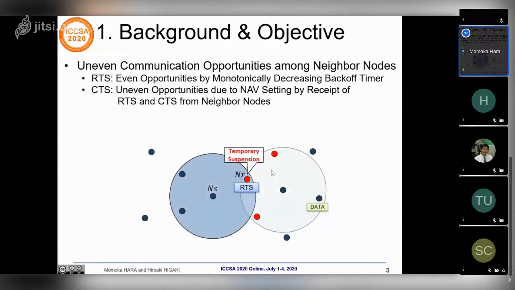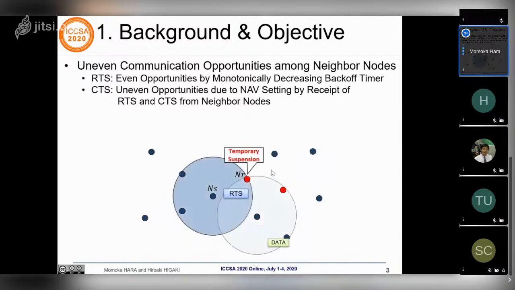As shown in this animation, since neighbor nodes of NR frequently communicate with their neighbor nodes, NR almost always sets its NAV and suspends its message transmissions. Hence, even when NR receives an RTS message from NS, NR has very few opportunities to send back a CTS message to NS. Since a data message is allowed to be transmitted only if both RTS and CTS messages are exchanged between NS and NR, uneven transmission opportunities of CTS messages result in uneven transmission opportunities of data messages.